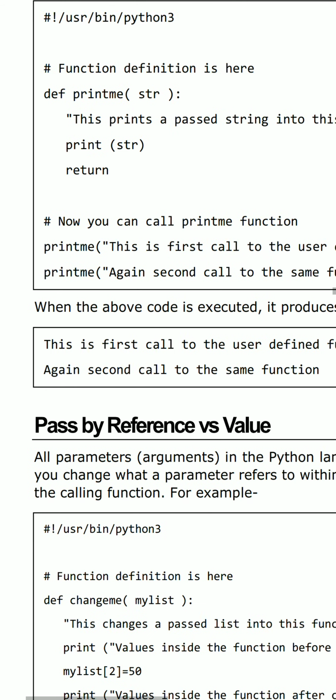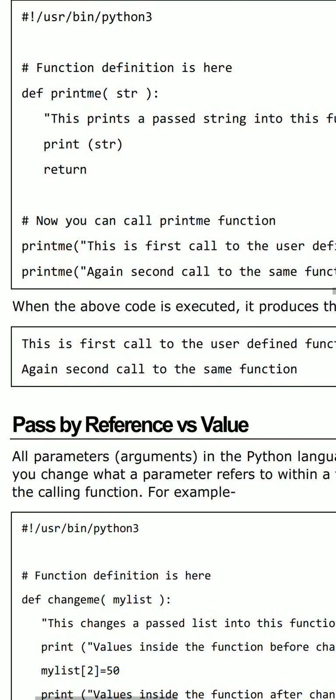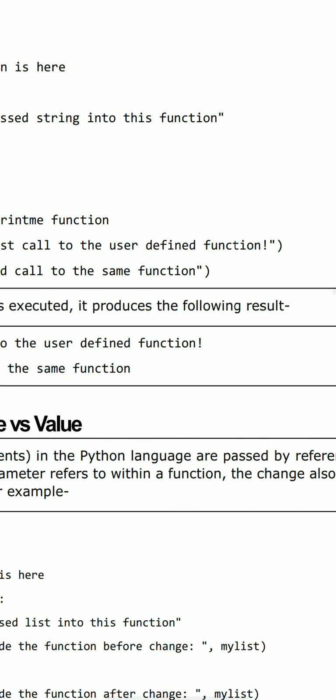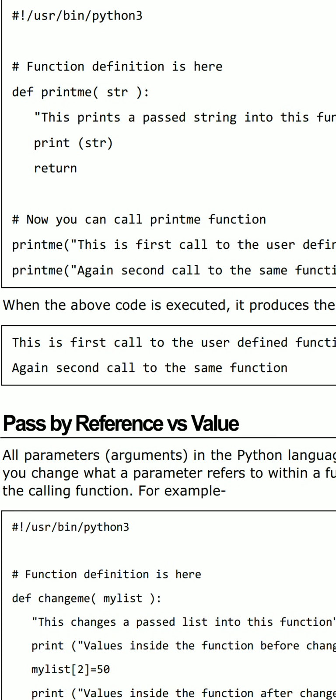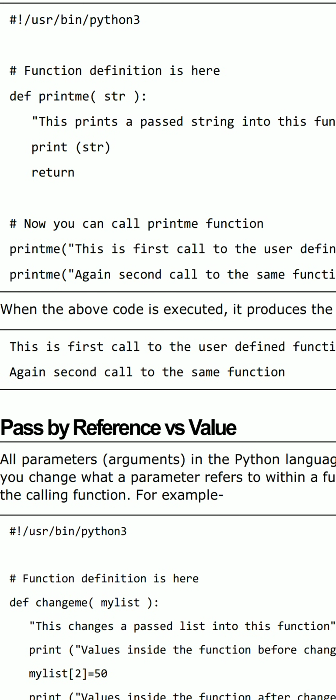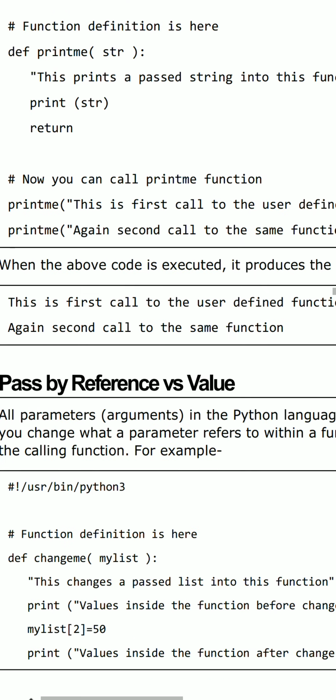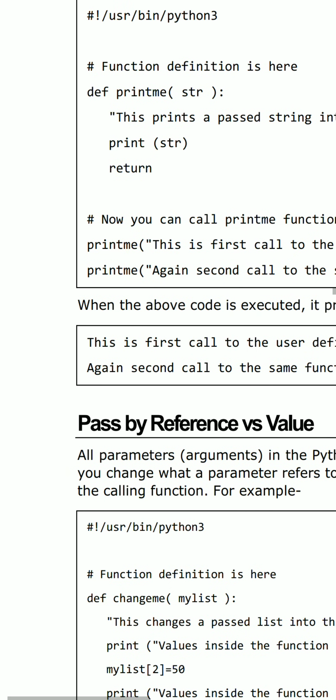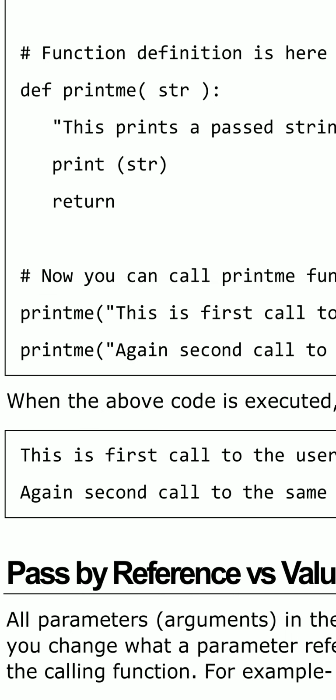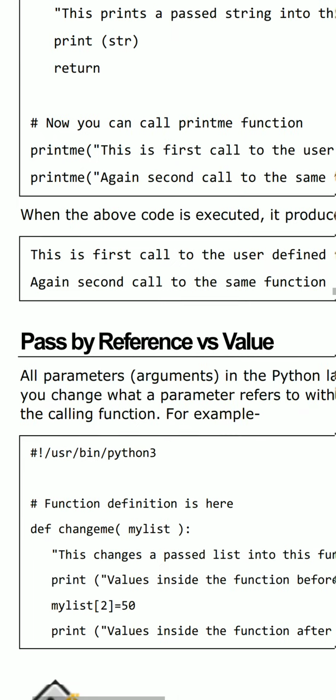So now you can call the function. I am calling the function, printing two statements onto the output screen using this function. So this is about calling a function. Here I am calling it. This is the function name, and I am calling it with an argument, so that is called function calling.